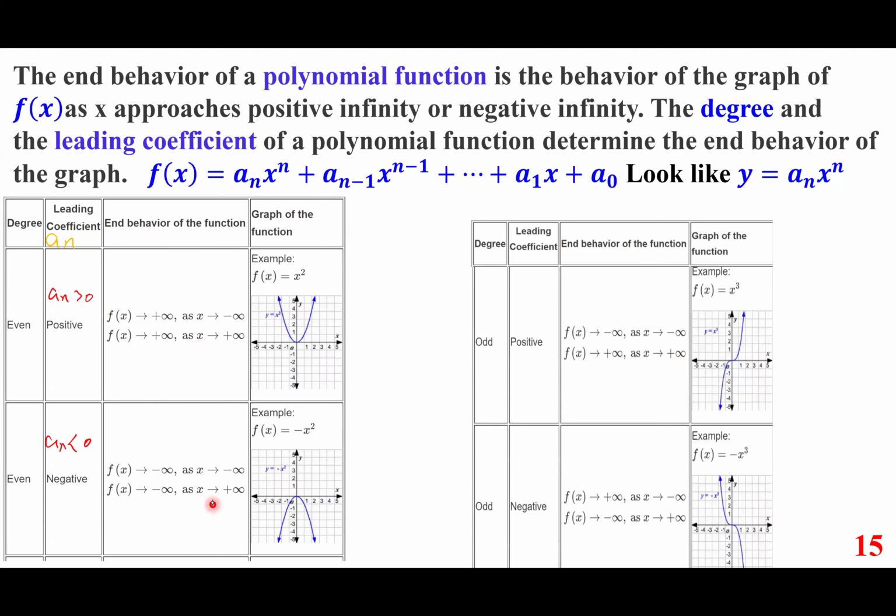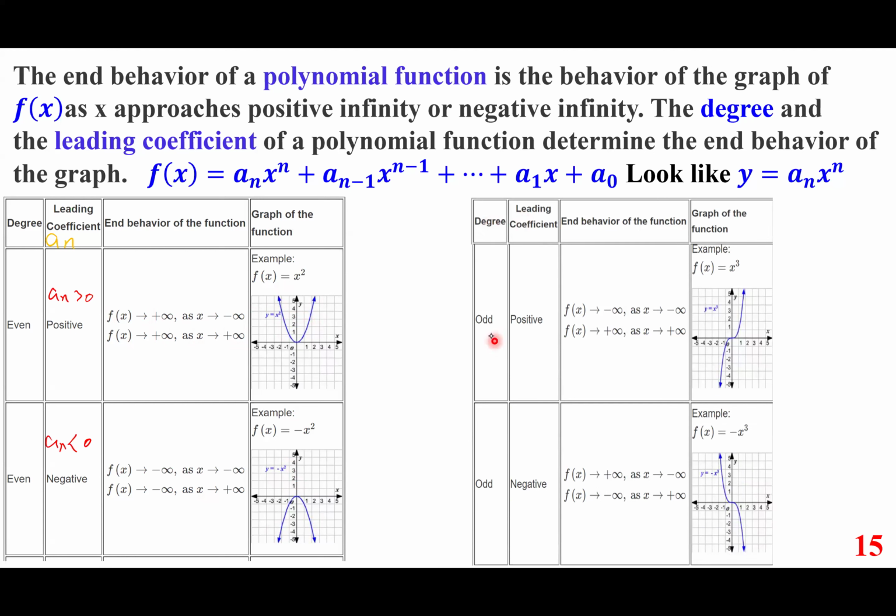If the leading coefficient is positive but the degree is odd, it looks like y equals x cubed. And if it's negative, it looks like y equals minus x cubed. Those are known as the end behavior. In the case of f of x equals x cubed, if x goes to negative infinity, so does y. If x goes to positive infinity, so does y. This one is the other way around. X goes to positive infinity, y goes to negative infinity, and vice versa. So those are known as the end behavior, and that will help with the graph.